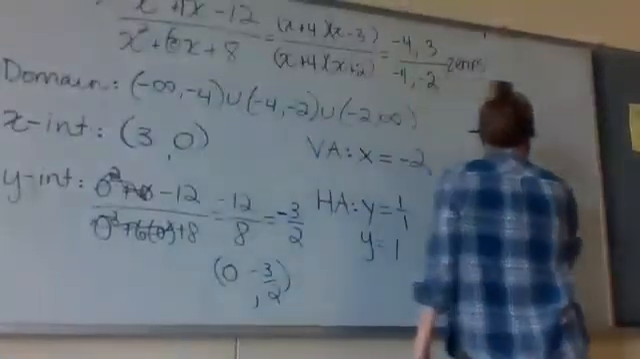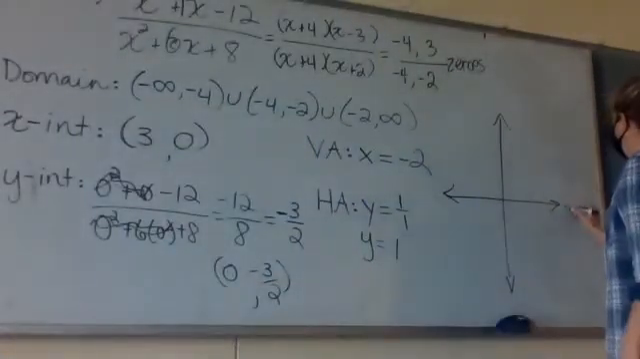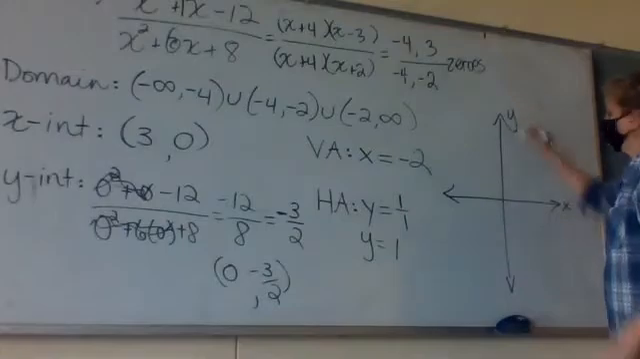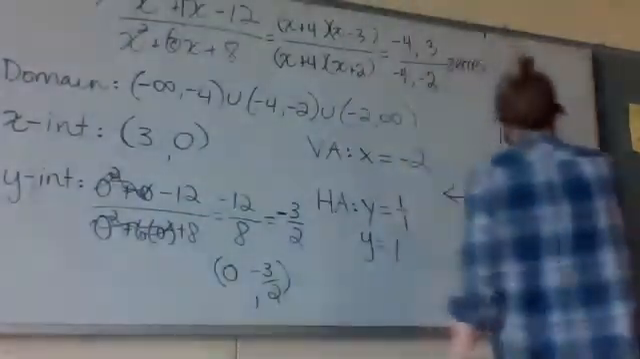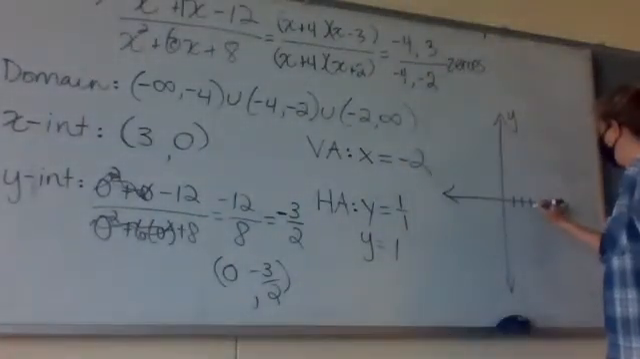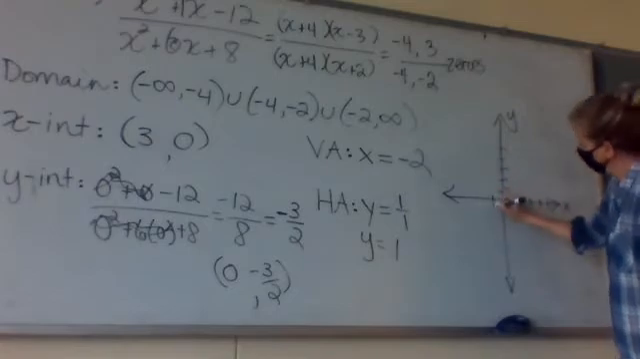So let's sketch out what we know here. Let's see, what do the hash marks go by this time? 2's. So 2, 4, 6, 8, 10. 2, 4, 6, 8, 10.